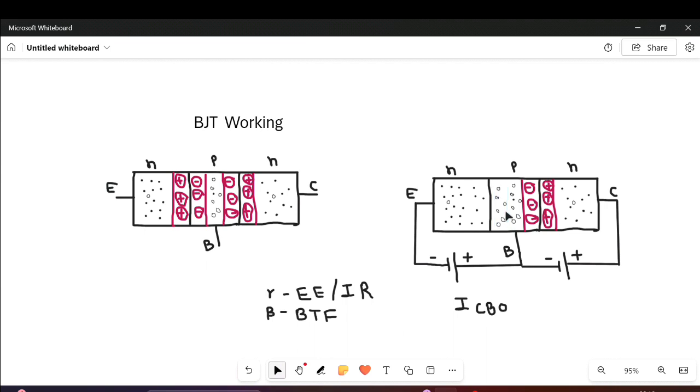The holes will be crossing the junction and moving towards the emitter. Also, the minority carriers will be crossing the junction from base to collector, or holes from collector to the base, or holes from emitter to the base. So there is the current because of the emitter base junction and the current because of the collector base junction. The difference of these two currents makes the base current.